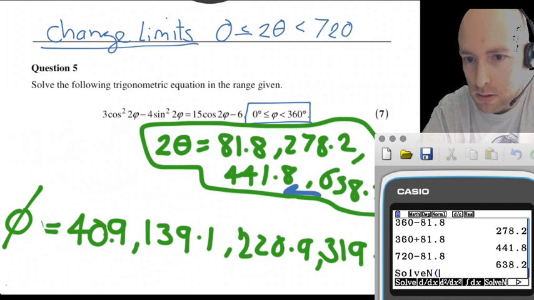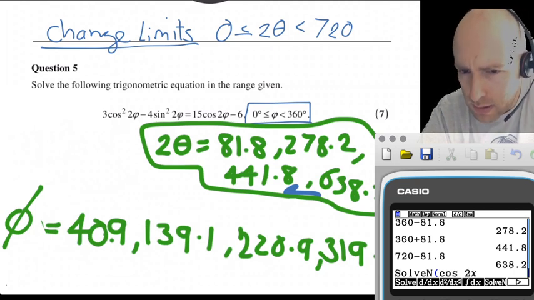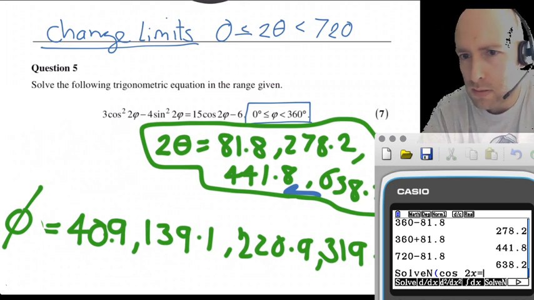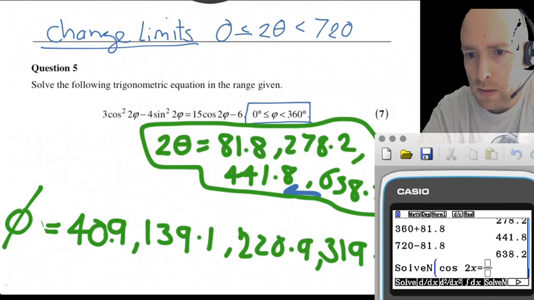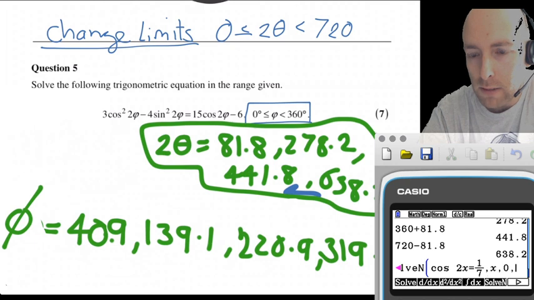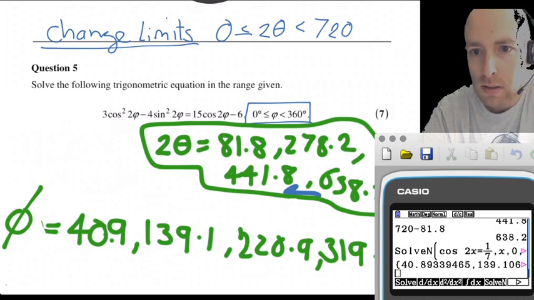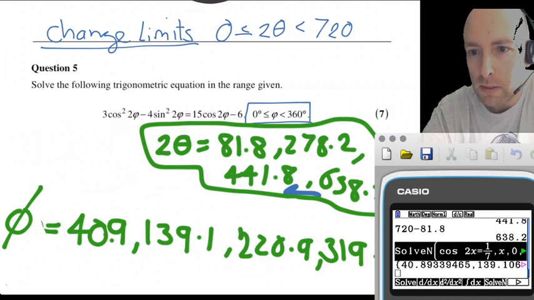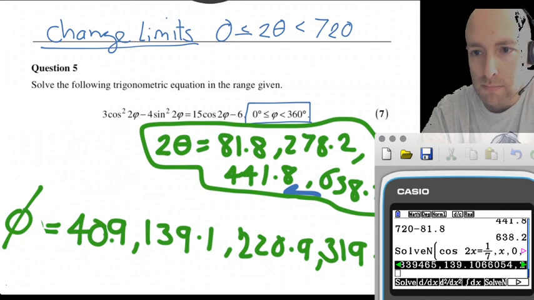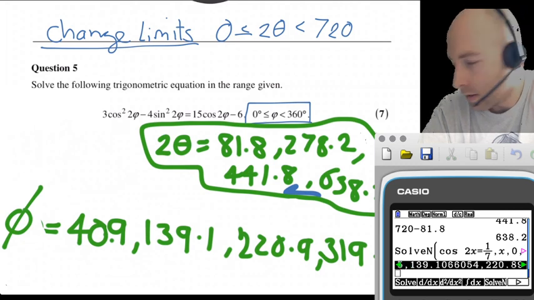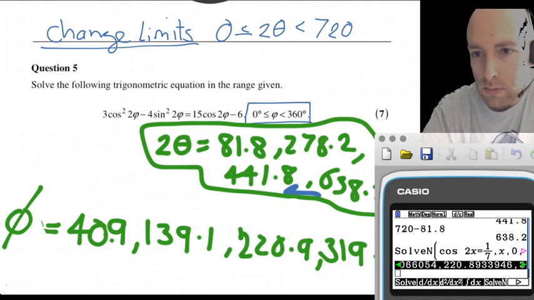So I can type in cos 2 x equals 1/7. So you put in the equation you want solving, you then put a comma to tell it what variable. So we want to solve it for x, and we want to solve it between 0 and 360. And as if by magic, it gives us all the answers. So if I scroll up, have a peek. And the last one, 319. So that's a really nice way of doing it.